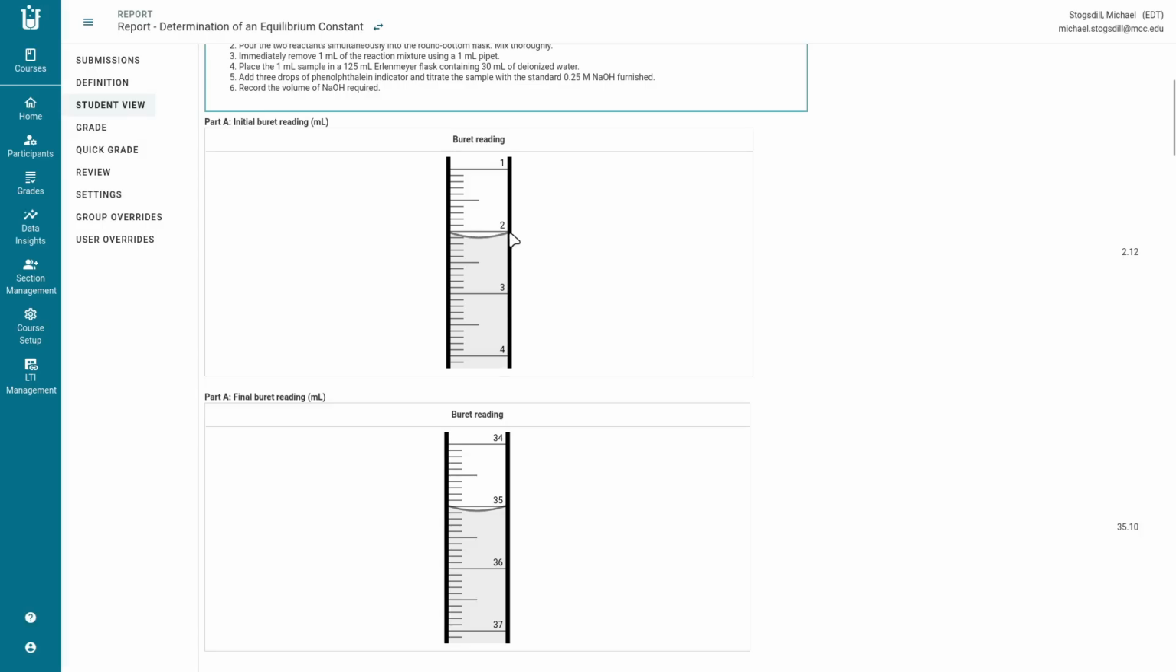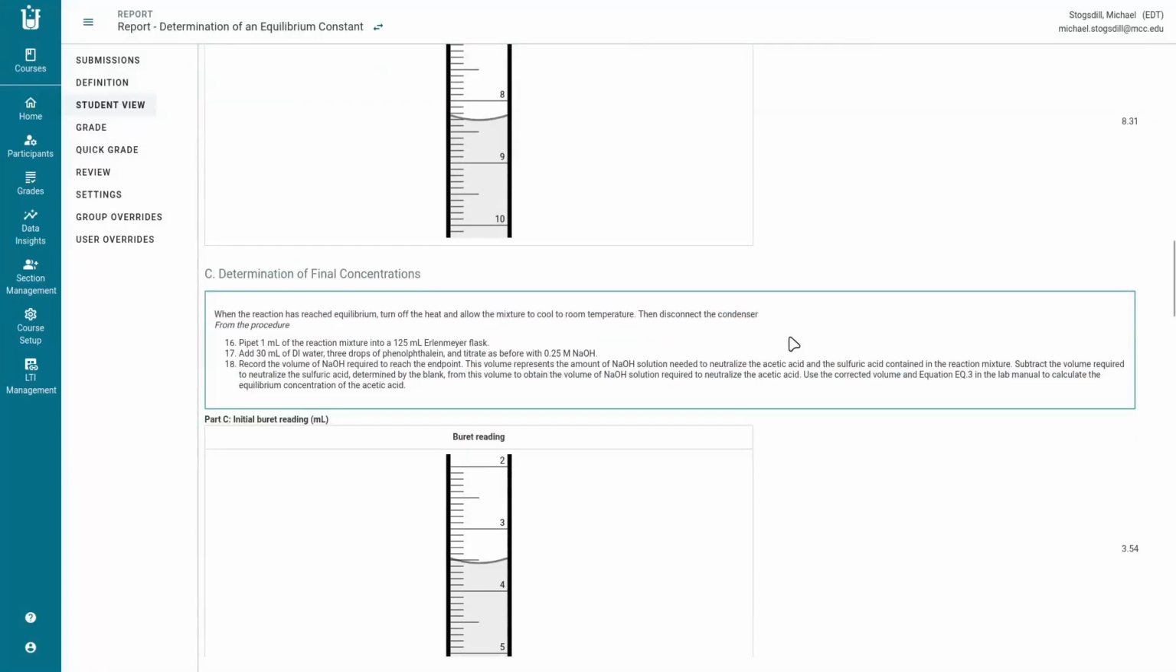So if I'm going to read this one, I know that it is a value that is greater than 2 and less than 3. That would make this graduation right here 2.1. We should be able to estimate how much between these two graduations to get an extra digit. So when I looked at this, I entered 2.12. Remember that last digit is really just a guesstimation. So it really doesn't matter so much what the last digit is, just that there is one there.